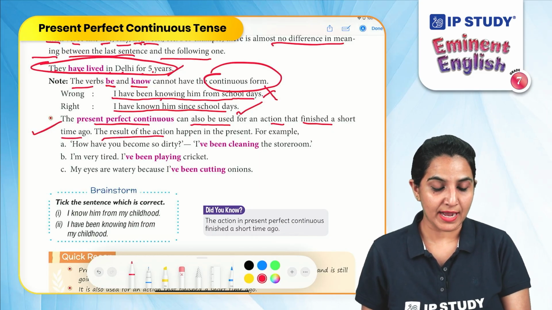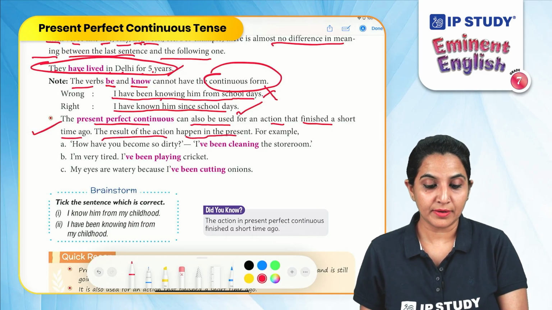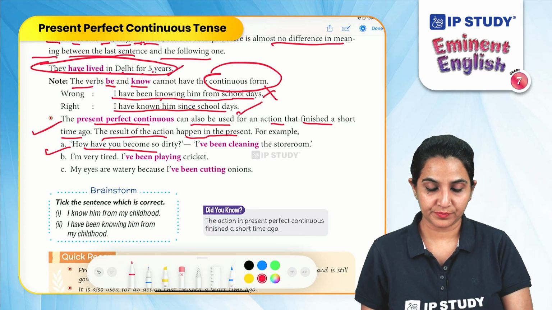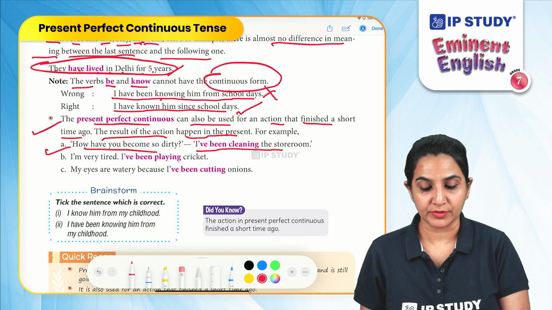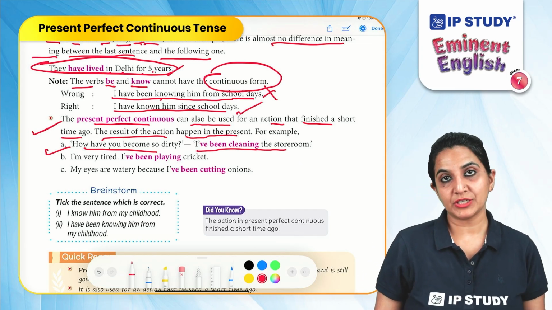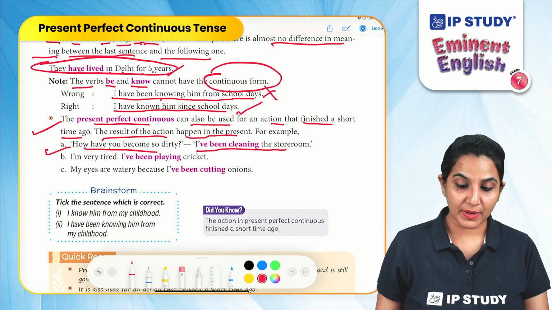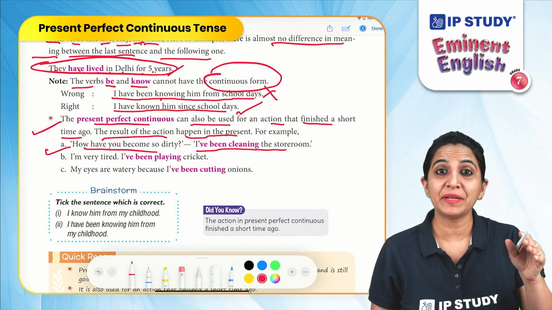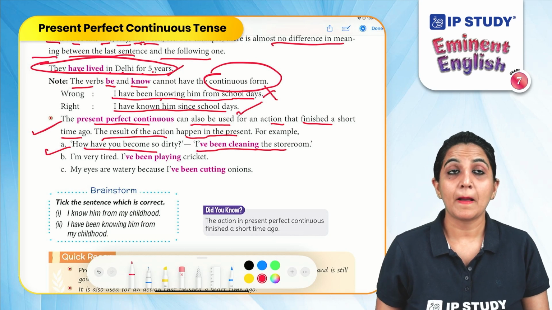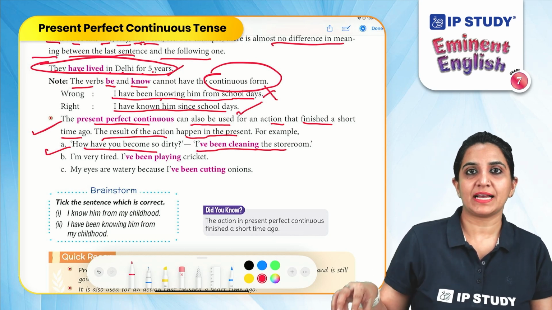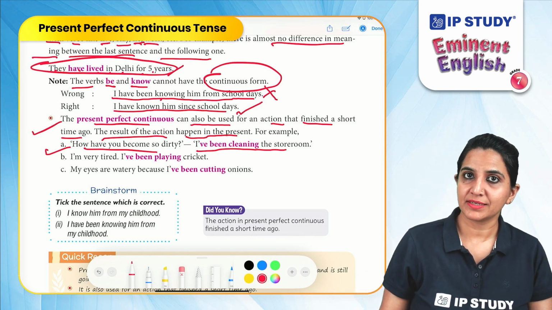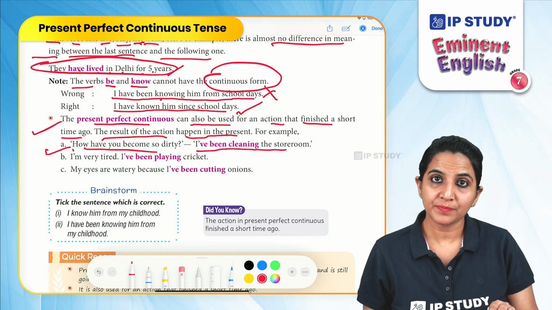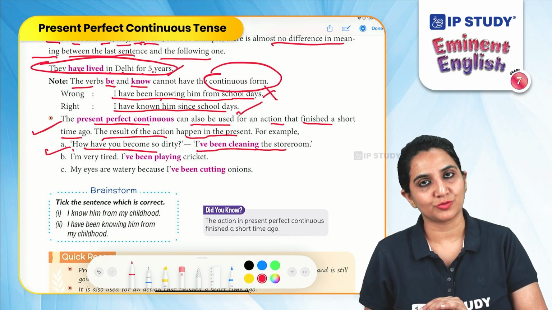The result of the action happens in the present. For example, how have you become so dirty? I have been cleaning the storeroom. So the action has already started in the past but is still continuing in the present, or sometimes the action has already been completed in the past but the result of that action is happening in the present time. Like this example, how have you become so dirty? I have been cleaning the storeroom.